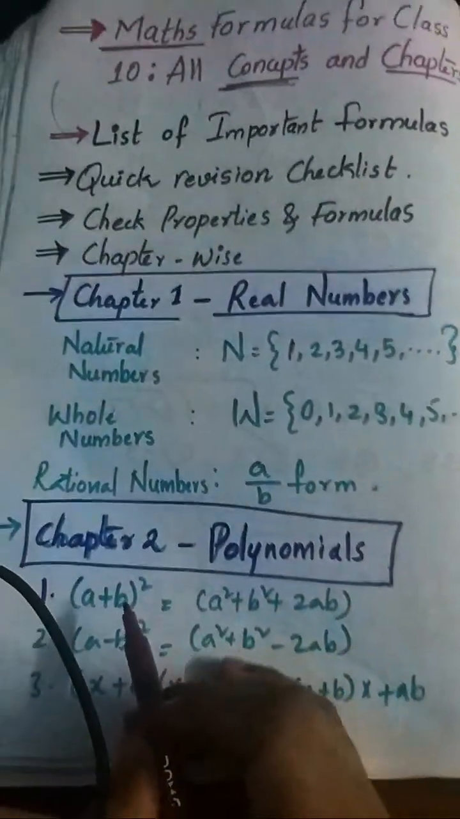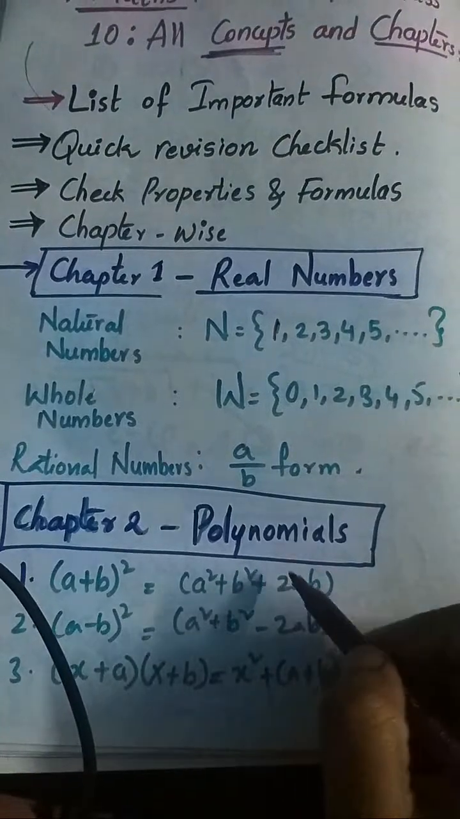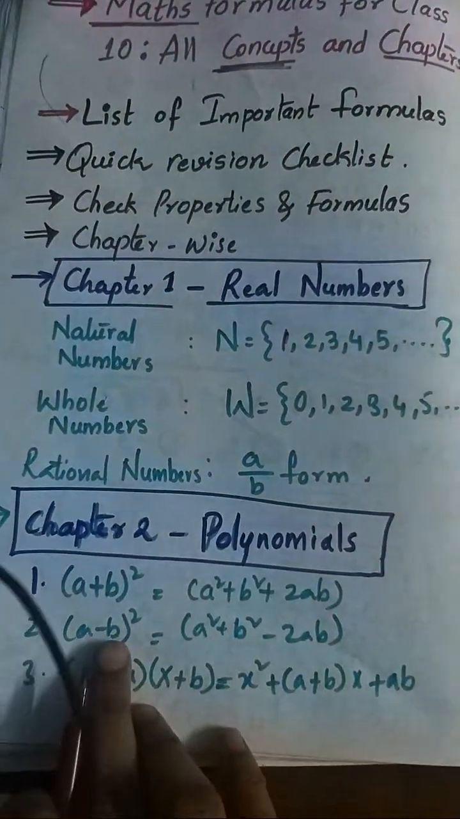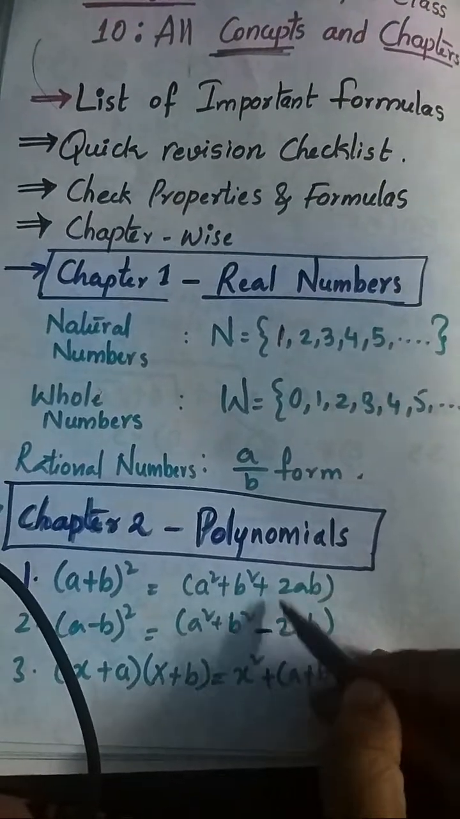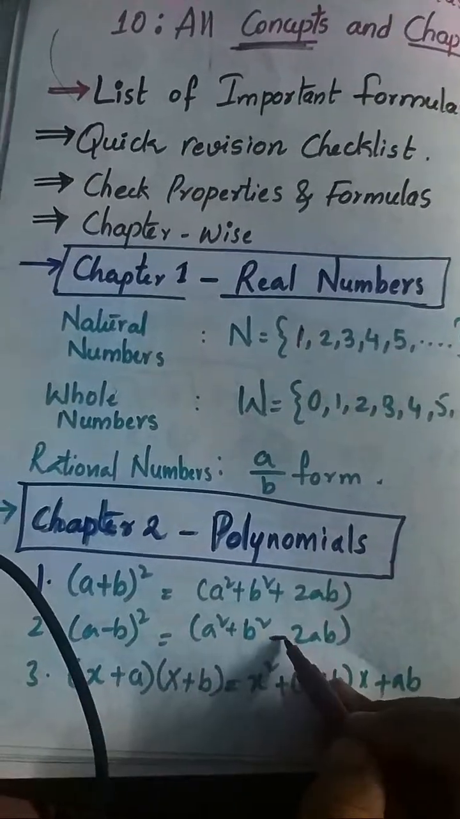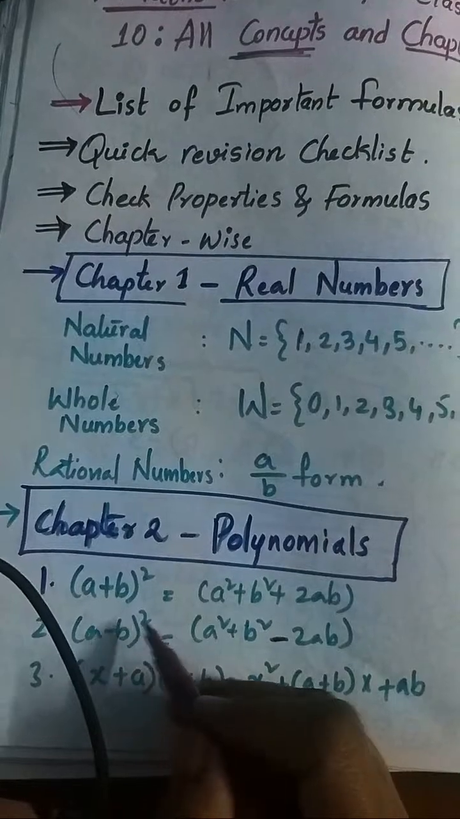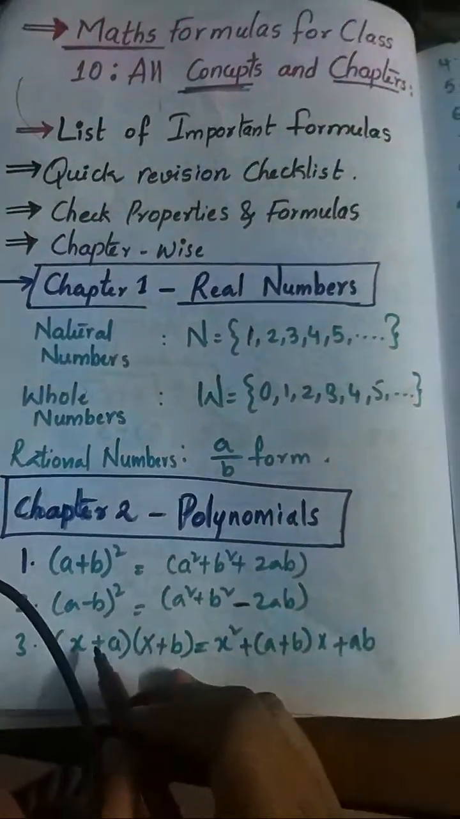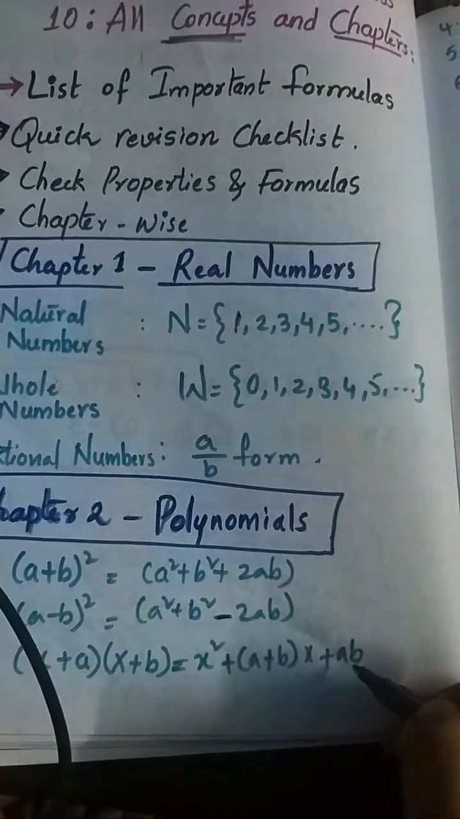Now we will see. (a plus b) whole square. What is the formula, children? a square plus b square plus 2ab. Okay. (a minus b) whole square. In this, the only difference is the minus symbol for 2ab; the b square stays plus. In the (a minus b) whole square formula, minus 2ab is there. And (x plus a)(x plus b) means x square plus (a plus b)x plus ab.